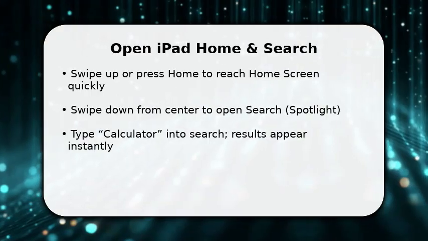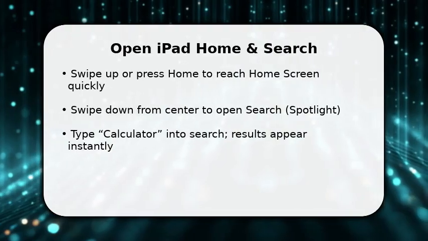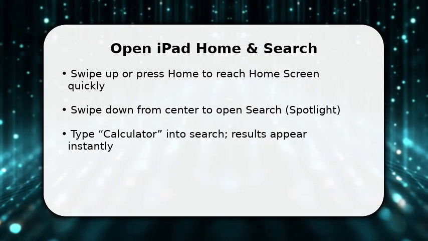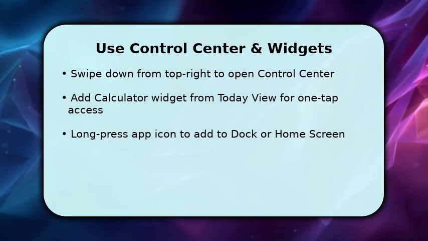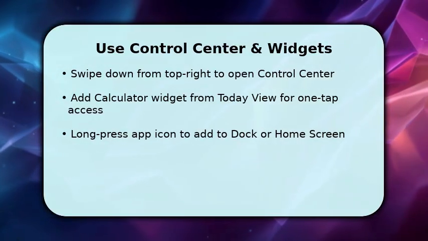This is faster than hunting through folders, and it works whether the app is pre-installed or a third-party download. If you prefer shortcuts, open Control Center by swiping down from the top right corner and check for a calculator shortcut. If missing, you'll add a widget instead.